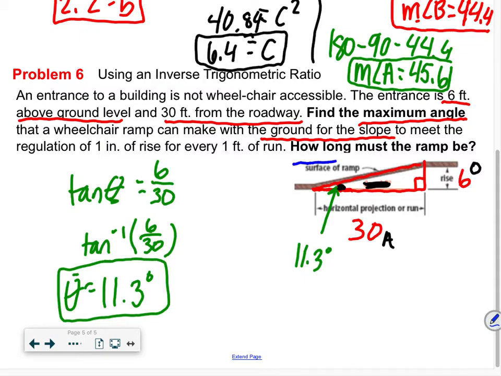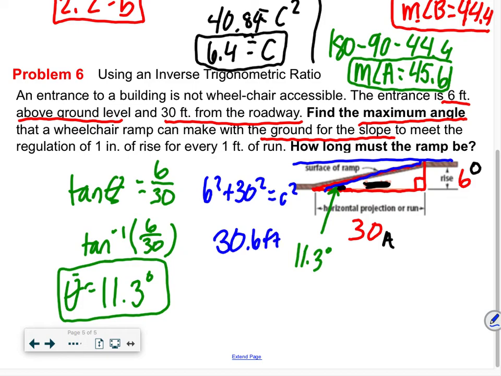Last thing I want to do is find how long the ramp must be. So finding this, well, that is just a Pythagorean theorem. Easiest way to solve. You can solve using trigonometry, but I'm going to solve using Pythagorean theorem. Either way should work. That is my hypotenuse. So that is the thing that goes out by itself. 6 squared plus 30 squared equals c squared. And doing math, square root, I get 30.6 feet.